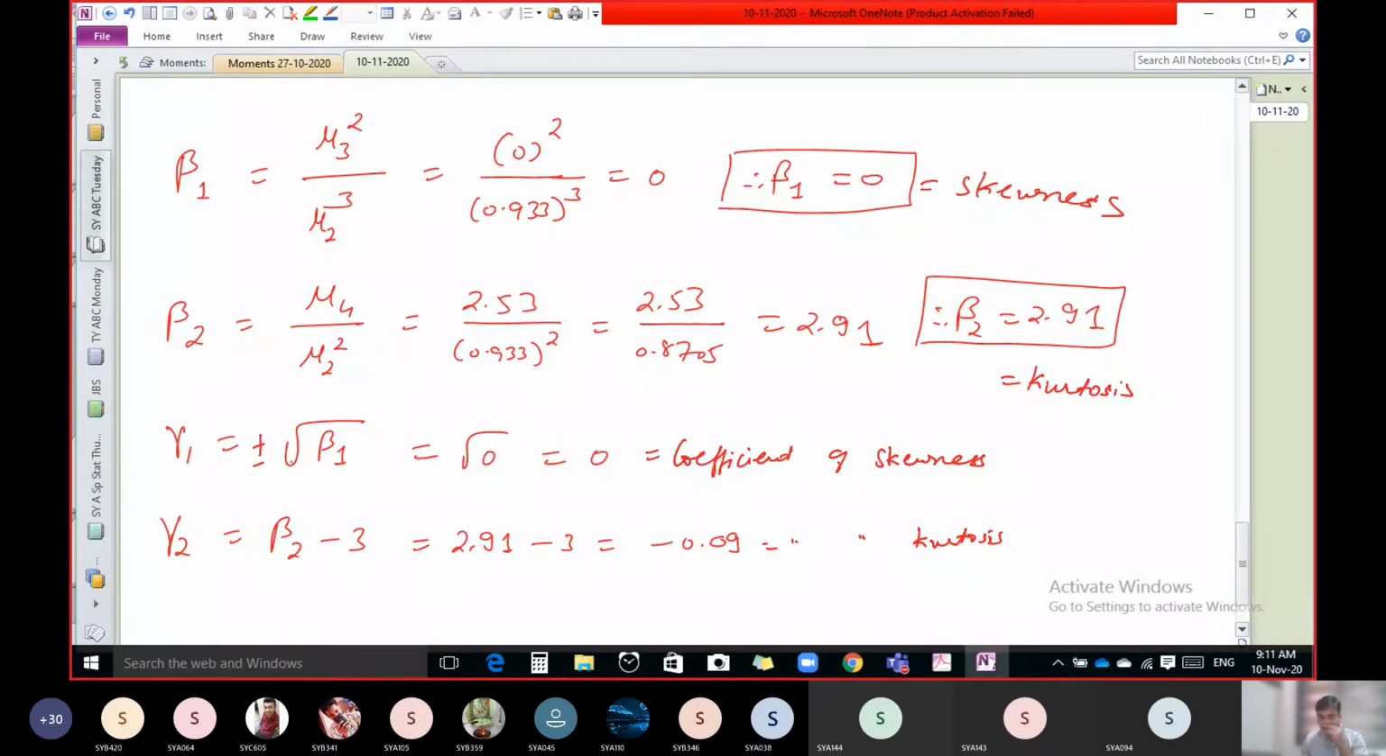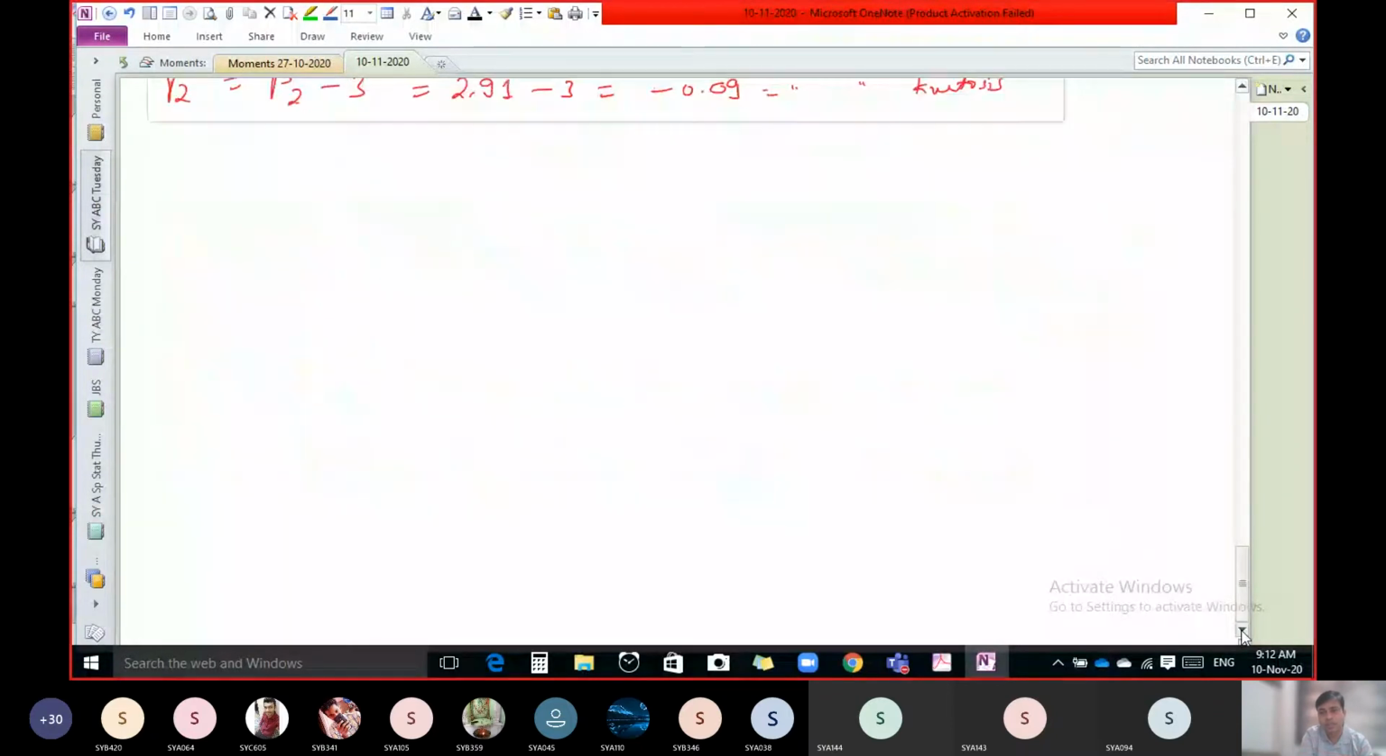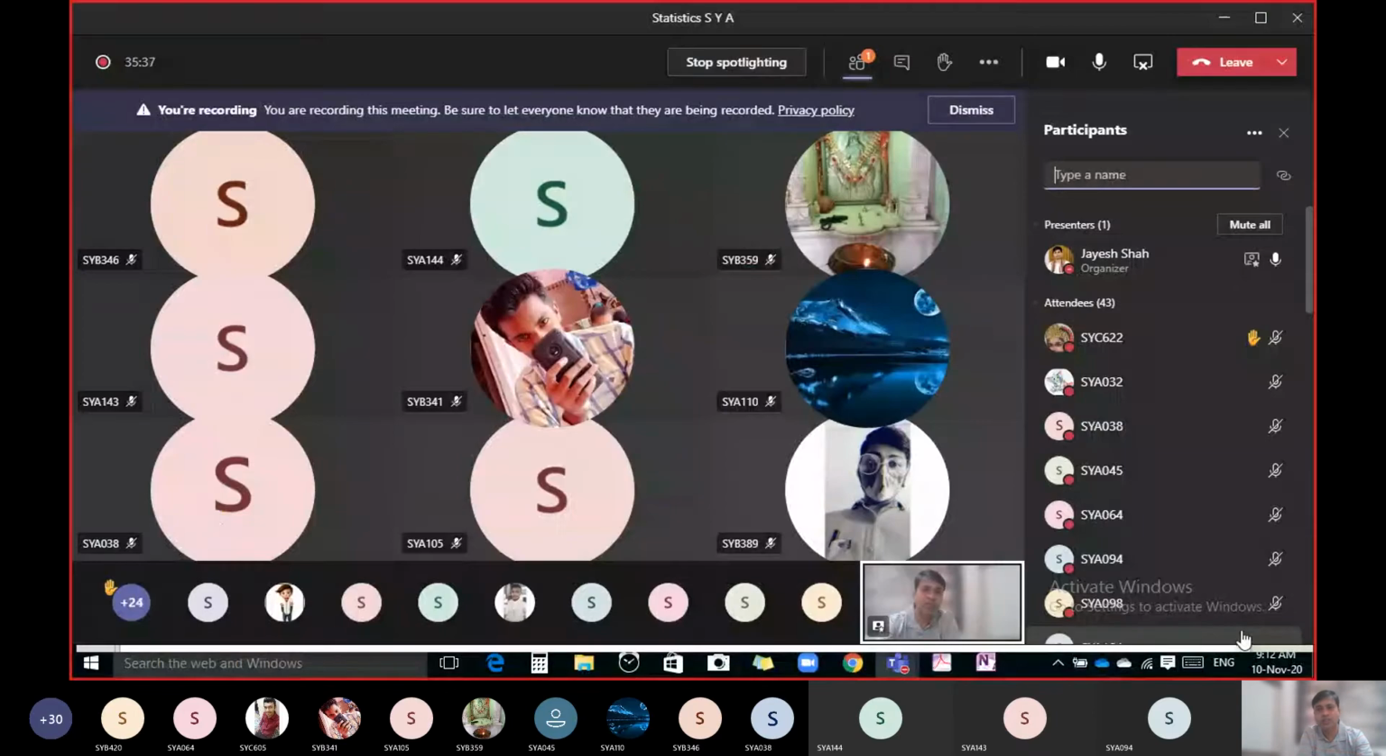So here beta 1 is 0, so no question for any of the signs. So coefficient of skewness is 0, and gamma 2, the formula of that is beta 2 minus 3. Beta 2 is 2.91 minus 3, we get minus 0.09. So sometimes instead of beta 1, beta 2, maybe the question is for gamma 1 and gamma 2. Now let us discuss next question.